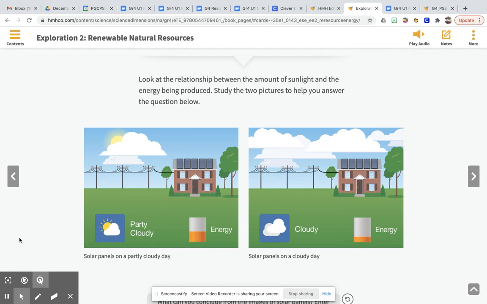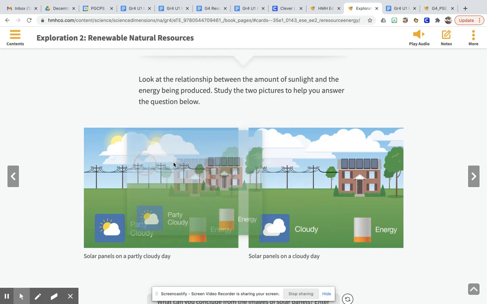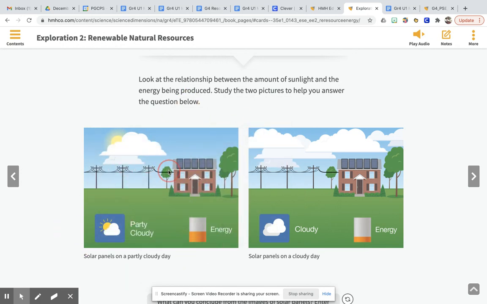And so now let's just take a look at that in action. So it says, look at the relationship between the amount of sunlight and the energy being produced. Study the two pictures to help you answer the question below. So we have two pictures. This first picture here on the left-hand side is a picture on a partly cloudy day. So that means there's a little bit of sun.